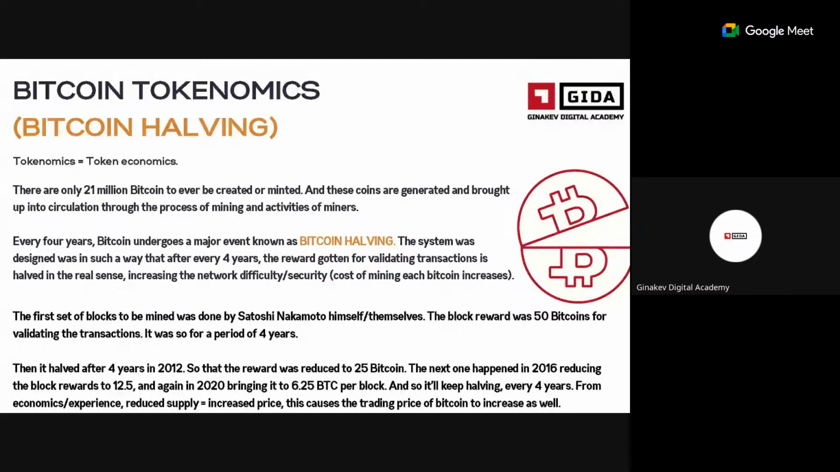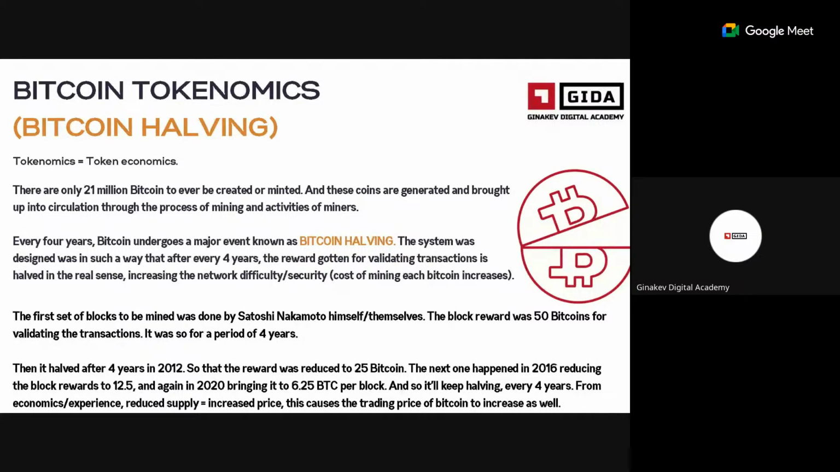So let's read so that I can explain based on what we have read. There are only 21 million Bitcoin to ever be created or minted, and these coins are generated and brought into circulation through the process of mining and the activities of miners. Every 4 years, Bitcoin undergoes a major event known as Bitcoin halving. The system was designed in such a way that every 4 years, the reward gotten from validating transactions is halved, increasing the network difficulty and security. The cost of mining each Bitcoin increases.